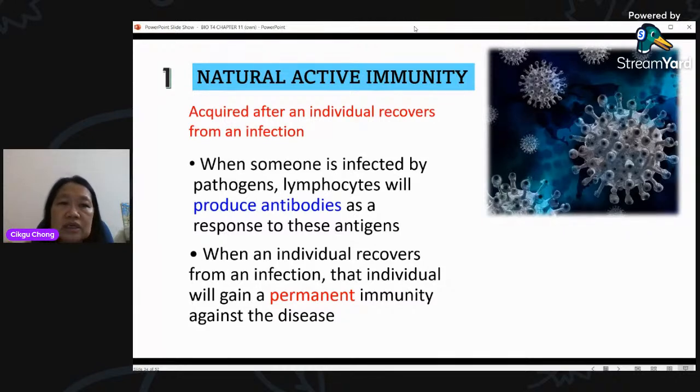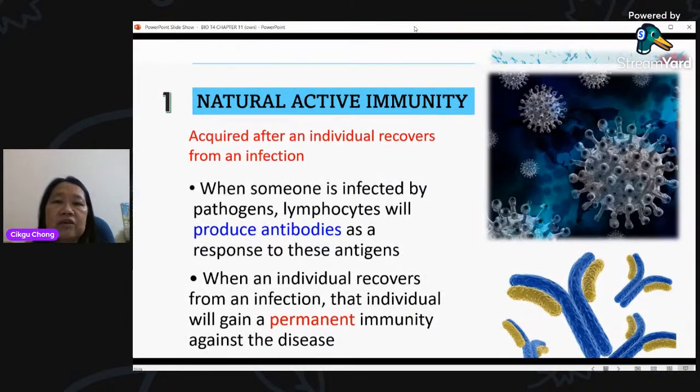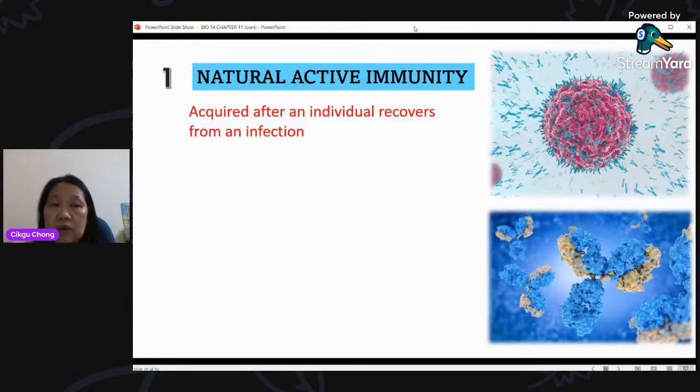Antibody reaction is very specific. We do not have a certain antibody that can protect you from all types of diseases. So this is the structure of the antibody. This is a Y shape, with a long chain and a short chain. Next, we're still talking about number 1.